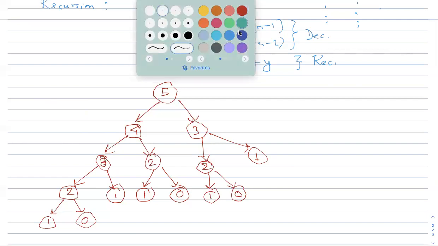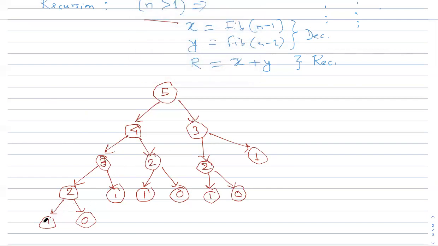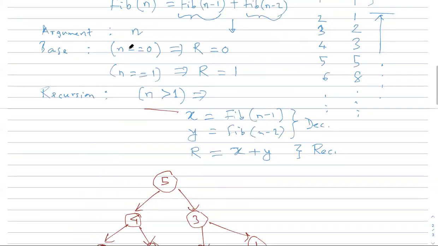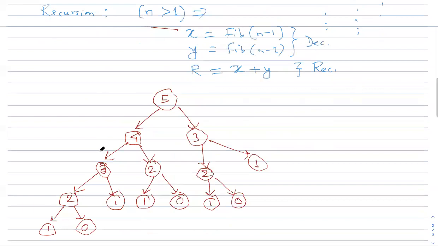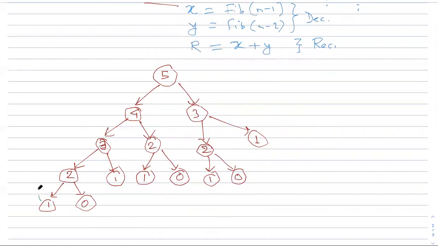And then we know how to compute. We know the Fibonacci from the base case: when it is 0, the result is 0. When it's 1, the result is 1, right? So we can return back. So this is the base case.